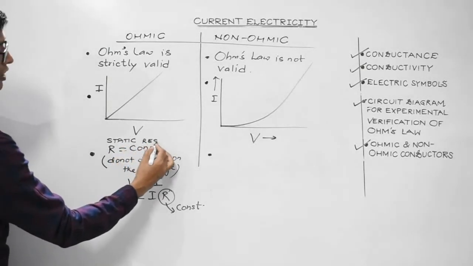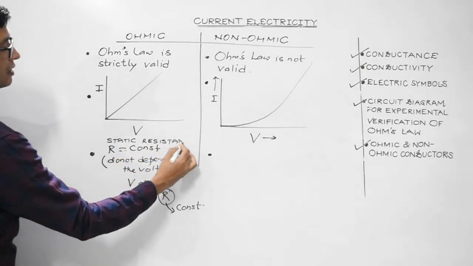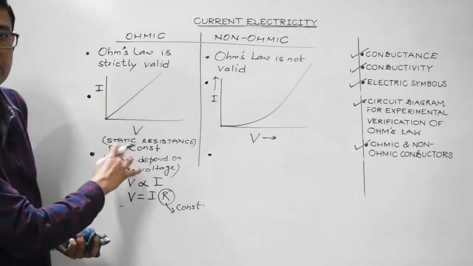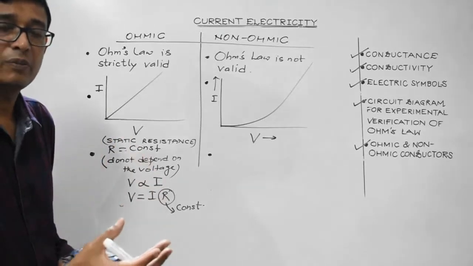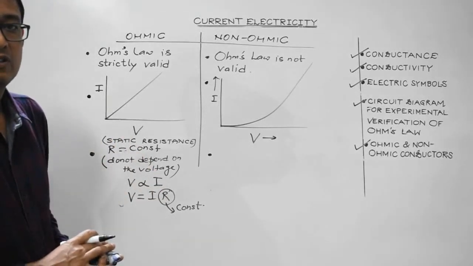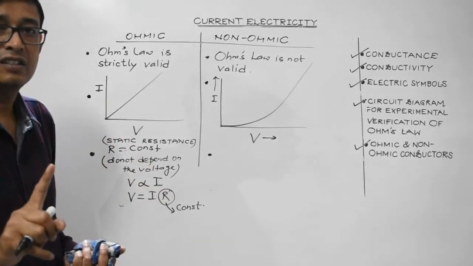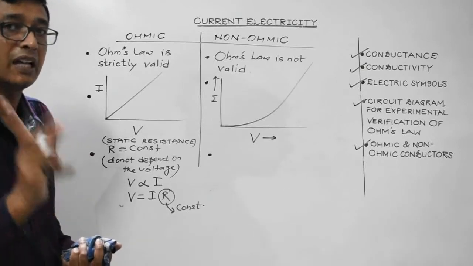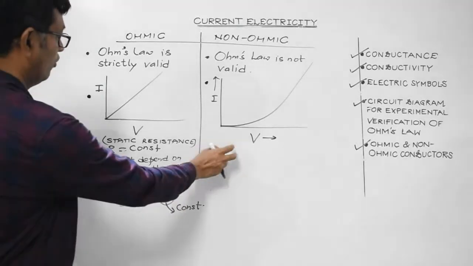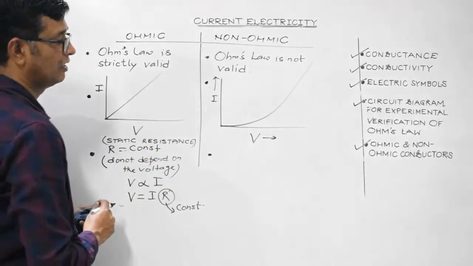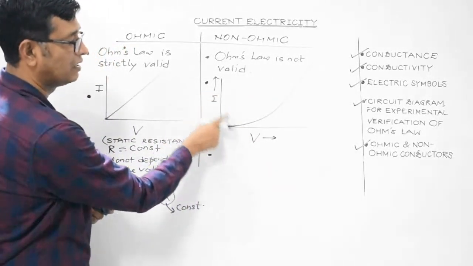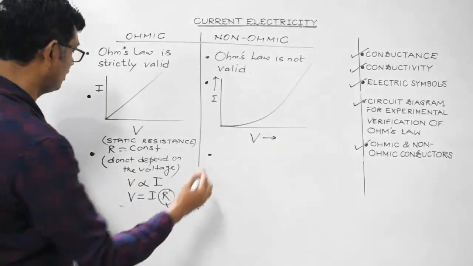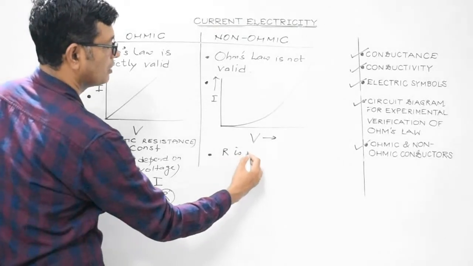Static means which does not change. Static resistance, which remains in its state of rest. That is, in this case, its value remains constant. So static resistance is that resistance which is offered by ohmic conductors and which does not depend on the applied voltage. Right? While on the other hand, non-ohmic conductors. Here, look, the V by I graph, or the slope of this graph, is not constant. Therefore, resistance is not constant. So here, R is not constant.